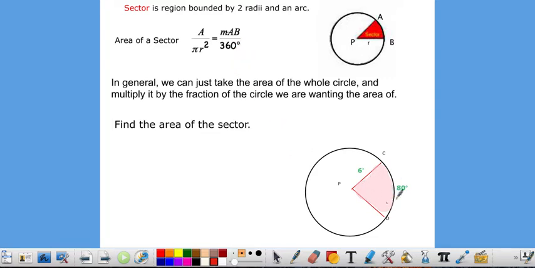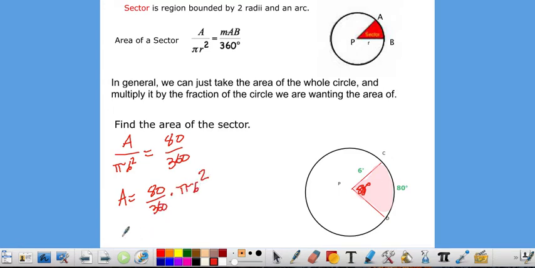So if you want to find the area of this sector here, we have an 80-degree angle, which means the fraction of the circle we're playing with is 80/360ths. So the area of this sector over the area of the circle, which is pi r squared, pi 6 squared, is equal to 80/360. To get A by itself, we just multiply both sides by pi 6 squared. So 80/360 times pi 6 squared.